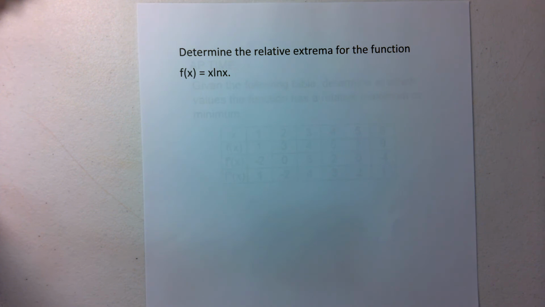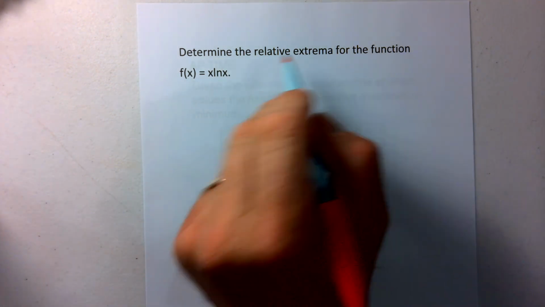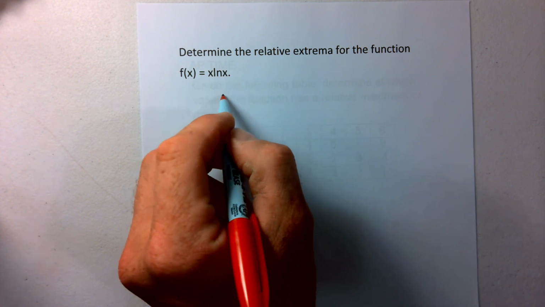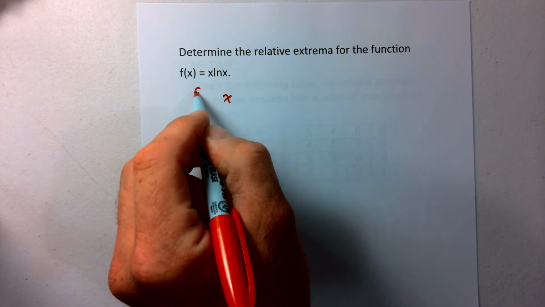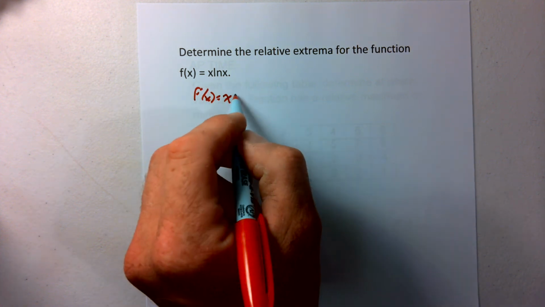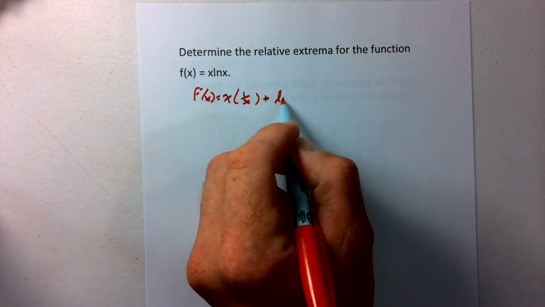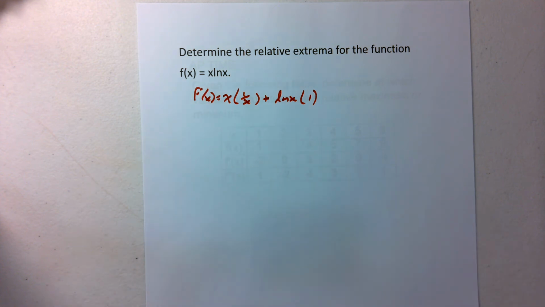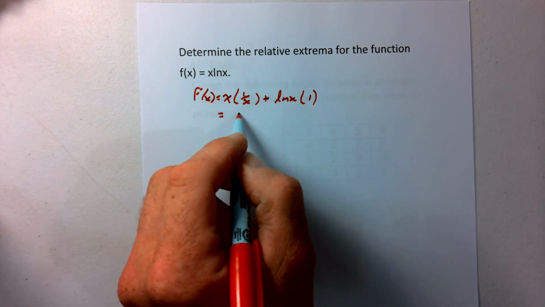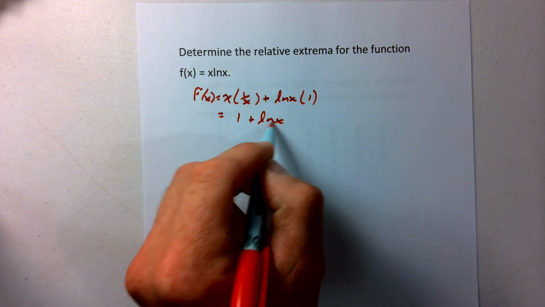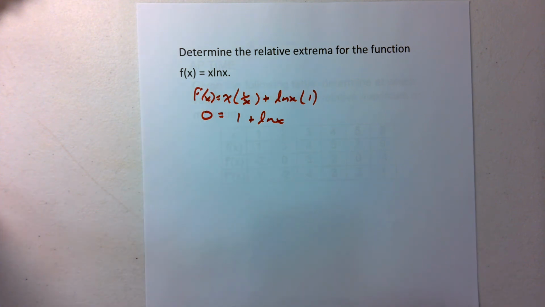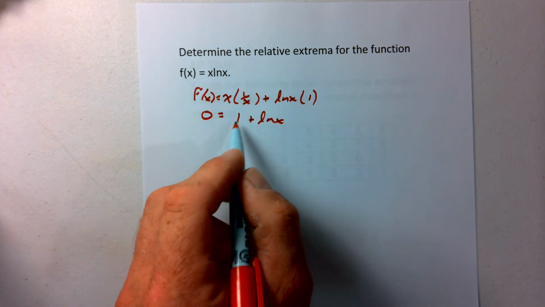I have one more of these, and we'll look at kind of an AP question they like to test for us. Determine the relative extrema for x natural log of x. So first derivative, I have x times 1 over x plus the natural log of x times 1. I can go ahead and simplify that. I have 1 plus the natural log of x. Set that equal to 0. Go ahead and solve for x.